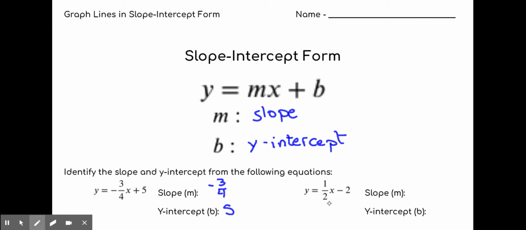Okay, so here's the equation y equals 1/2 x minus 2. Why don't you tell me the slope of this line? You should have gotten that the slope was 1/2, right? Now, what is the y-intercept of this line? The y-intercept of this line is negative 2. If there's a minus sign in front of the number, don't forget it. It matters. It's important. So the y-intercept is negative 2.